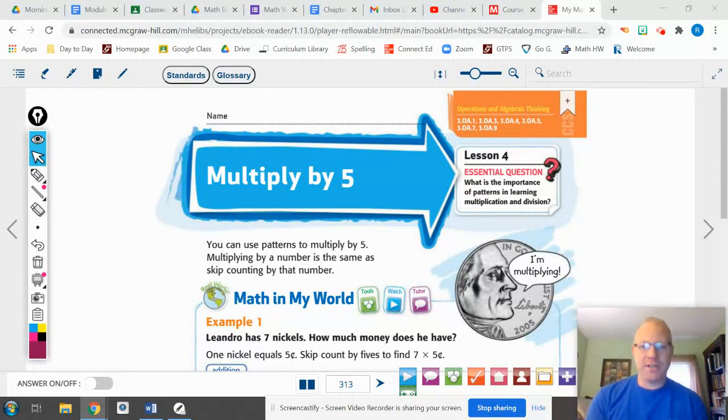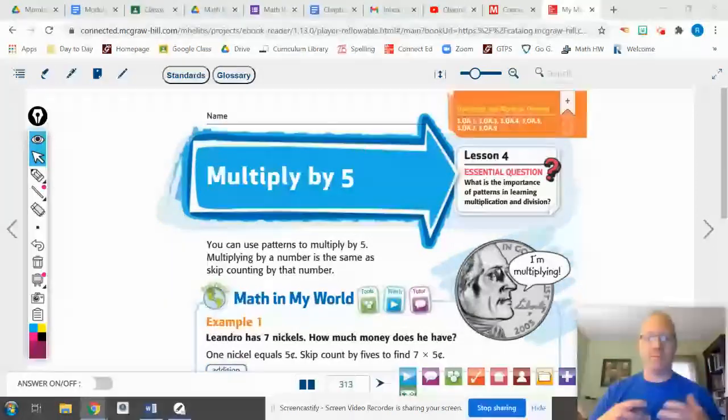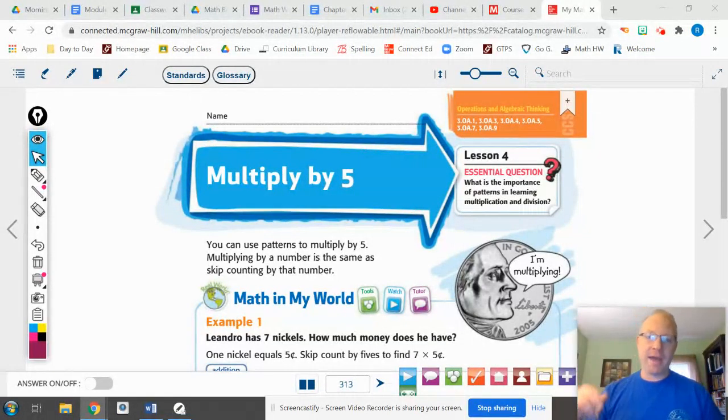So our essential question is, what is the importance of patterns in learning multiplication and division? We've continued talking about patterns. We started this by looking at the multiplication table and all the patterns within the numbers, seeing some tricks within that pattern and ways to memorize our factors and products when it comes to multiplication. Today we're going to be looking at the fives. When we multiply by 5, we're going to be thinking about some patterns that we can see when we go through the 5-row or column in the multiplication table.